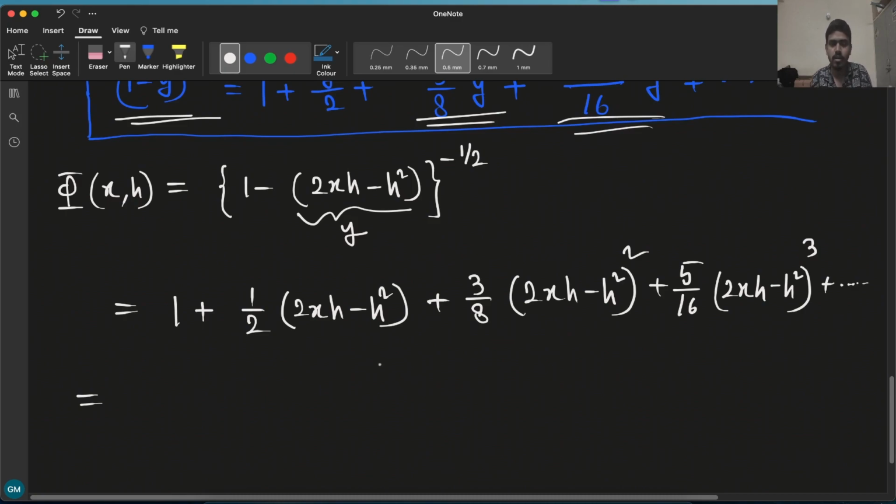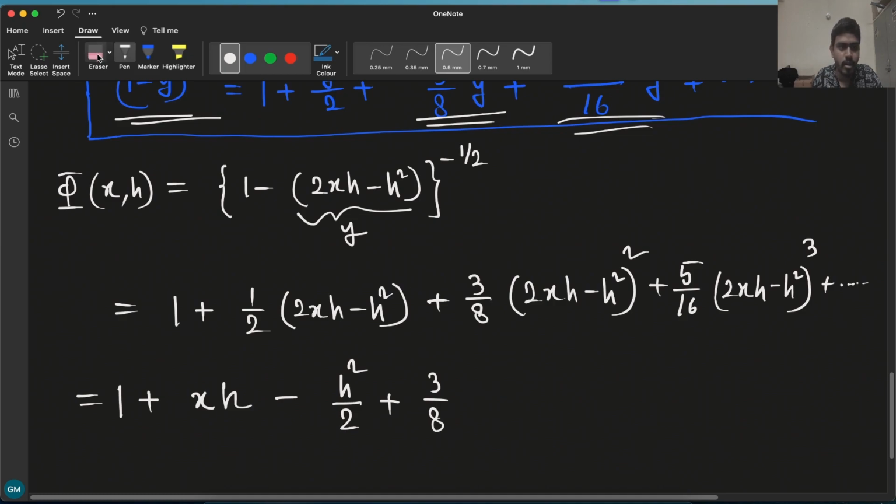So now I will simplify it. So it will be 1 plus xh, right? The 2 cancels, basically there is a half and there is a 2 multiplied with it, and it will be minus h square divided by 2 plus 3 by 8.